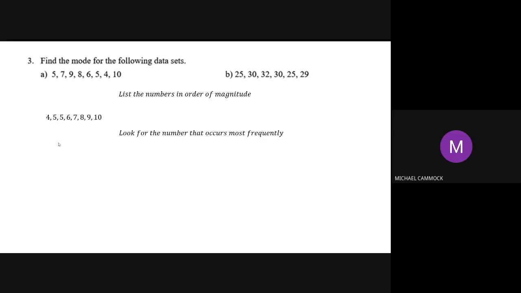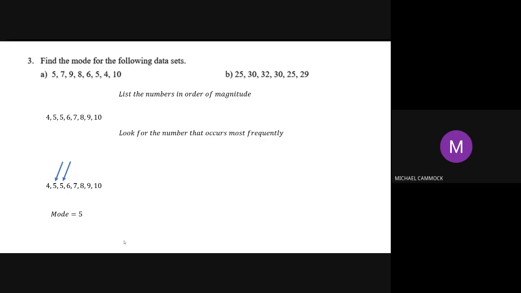I know you know this. Come on, tell me. What's the mode? Nobody? All right, let's try it. Go ahead. 5. Absolutely. All right, so here are the list of numbers. This number comes up twice. That's your mode. That's absolutely your mode. It's as easy as that.